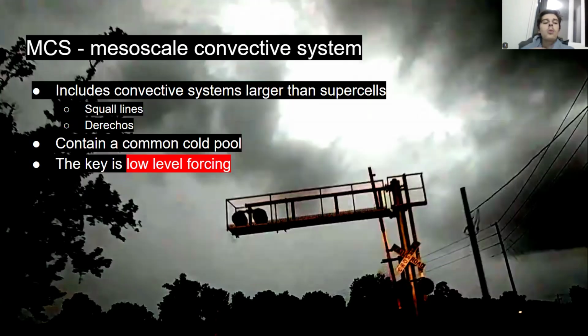Now we'll talk about something called MCSs, which are mesoscale convective systems. Mesoscale is telling us that it's going to be something that's large. So it's really just large convective systems. They are convective systems that are specifically larger than supercells, and they include squall lines and derechos. In the next video, we'll talk a lot more about derechos specifically. But the thing about MCSs is that they have a common cold pool, and the key is low-level forcing.